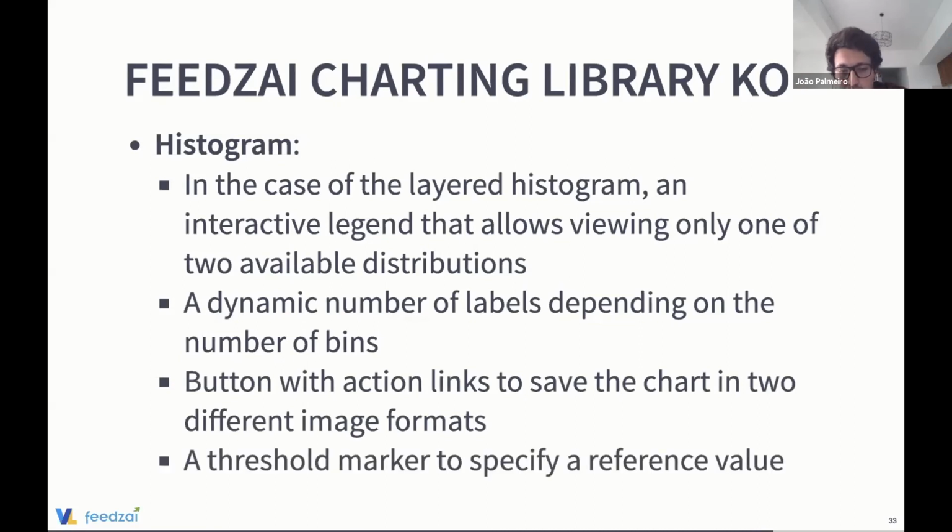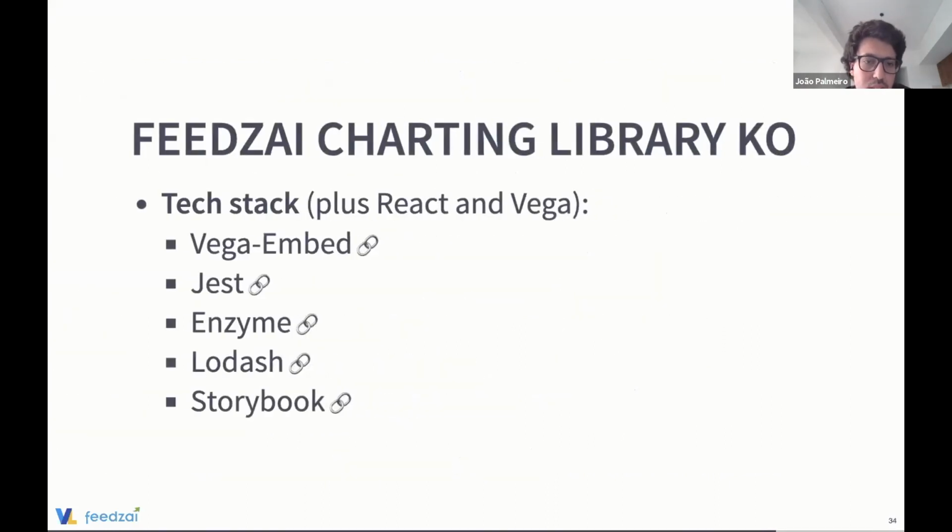We want to put a threshold marker so people can have a reference value. So it's a simple histogram, but in the end there are different things we needed to implement, and different passes on this kind of tree until we get the histogram rendered in a specific place.